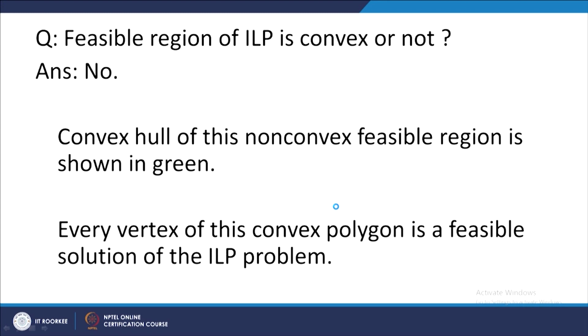Now, the question is: is the feasible region of an integer linear programming problem convex or not? And the answer is no. The convex hull of this non-convex feasible region is shown in green. Every vertex of this convex polygon is a feasible solution of the integer linear programming problem. Remember, the definition of a convex set is that the convex linear combination of all points should also belong to the set; then only it is said to be a convex set. But since it is a discrete set of points, it does not satisfy the definition of a convex set, and hence the feasible region of an integer linear programming problem is not convex.